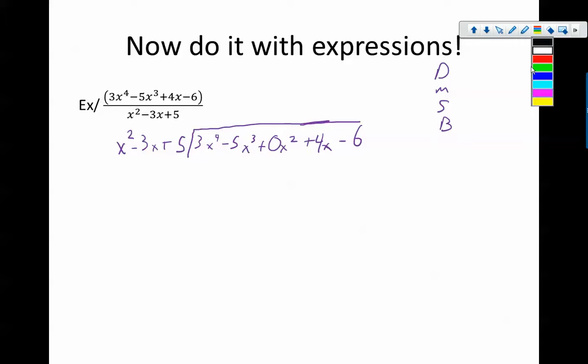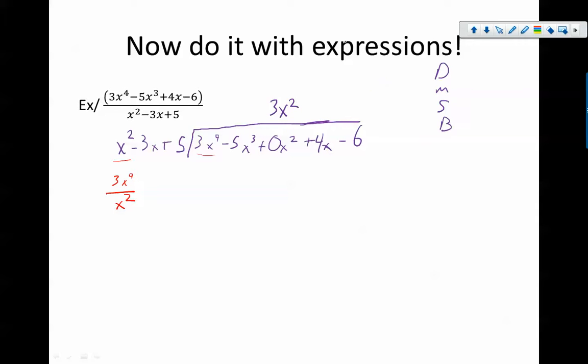Divide, we're only going to look at the first term and the first term. So 3x to the 4th divided by x squared is going to give us 3x squared. Now notice I'm writing the x squared above the x squared term here because I want to just keep the same terms vertically aligned. Okay, so that's my divide.